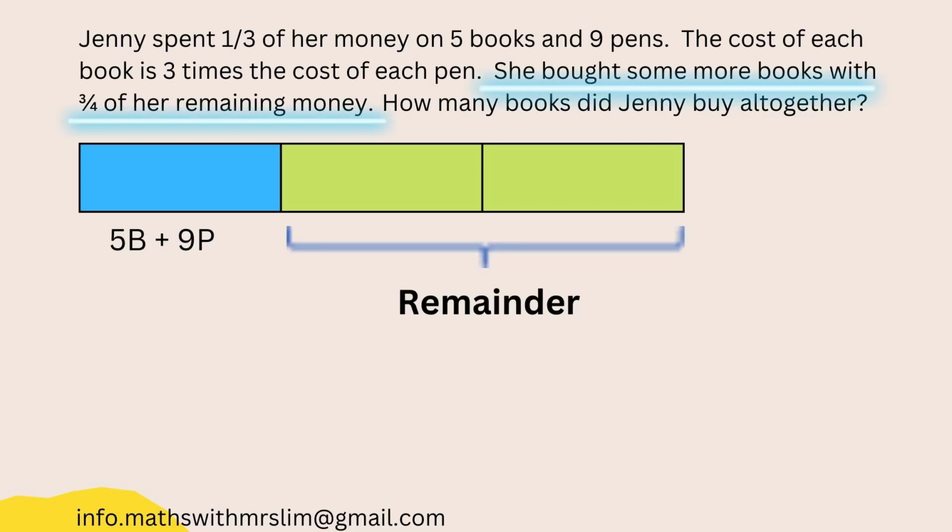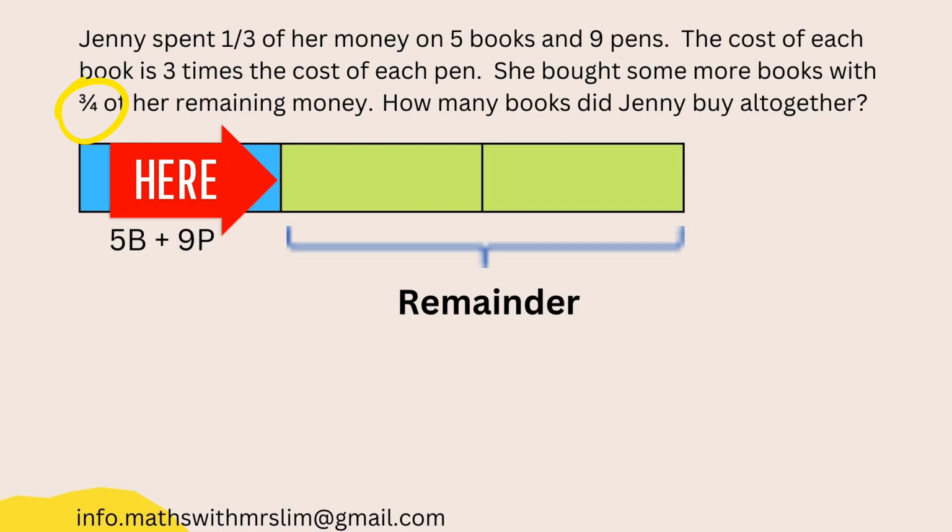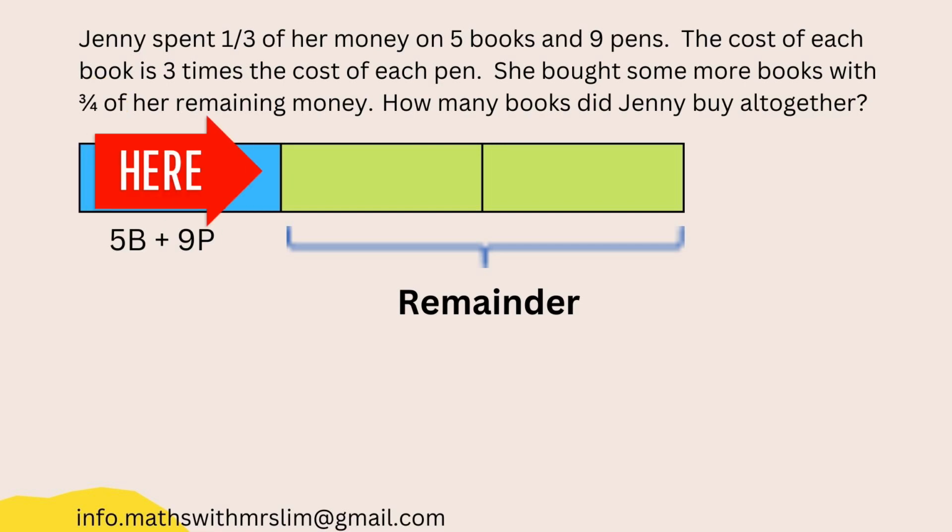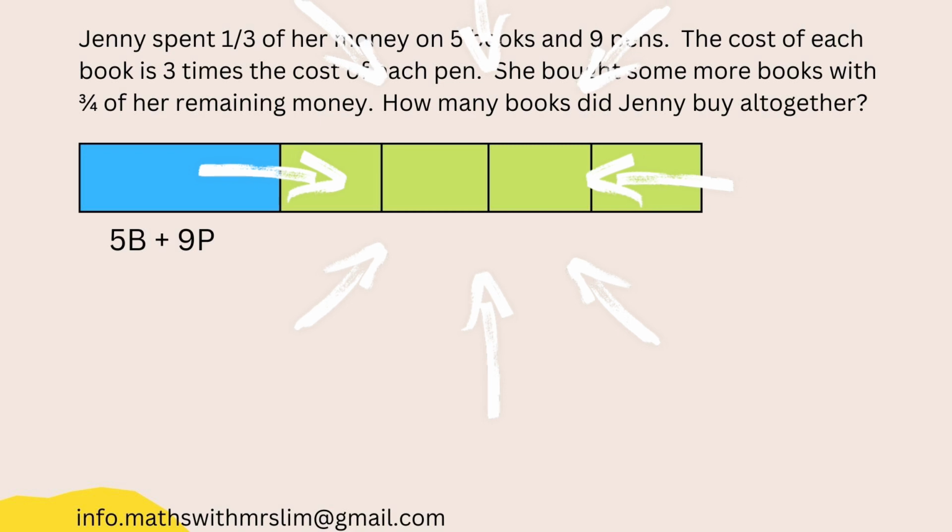Next, she bought some more books with 3/4 of her remaining money. In this question, they are using 4/4 to represent the remaining money. But if you look at this model, she is left with only 2 units. What should we do? Well, we need to make these 2 units into 4 equal parts by cutting them into smaller units. Now the remainder is 4 units.